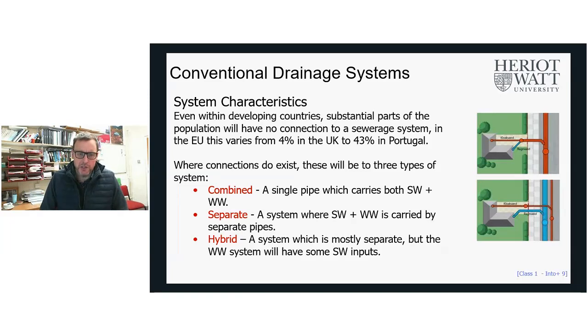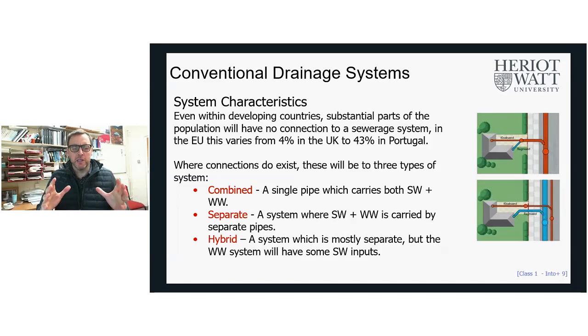The first, which is largely properties in the UK built before the Second World War, are combined properties. That means there's a single pipe connected to that property, into which goes the foul flow, so that's the flow from your WC, your shower, your bath, your washbasin, your washing machine, your dishwasher and all the rest of it. And in the same pipe goes the water from the rainfall runoff from your roof, from your drive if you've got one, from the footpath outside your house, and from the road outside your house. So it means you're mixing rainwater and foul water. You're combining it into one pipe.